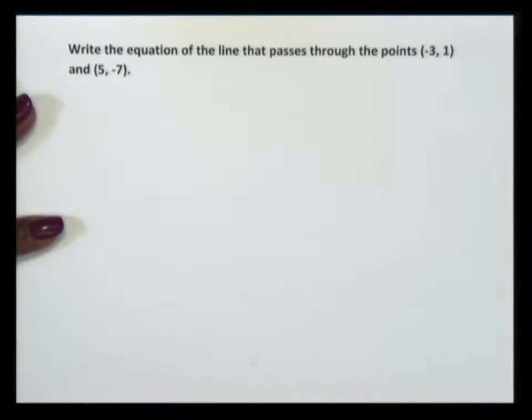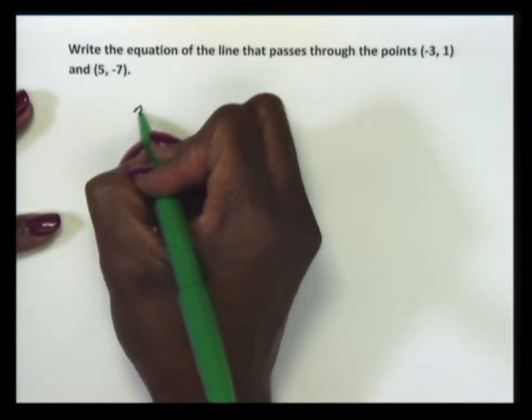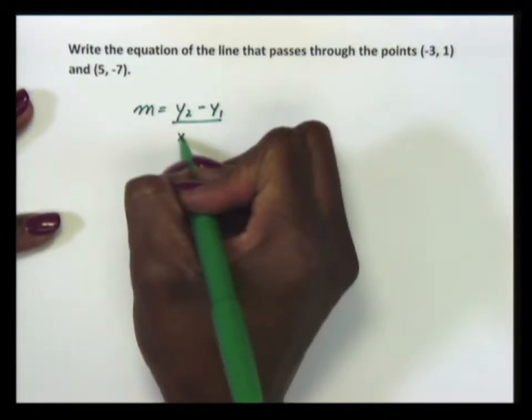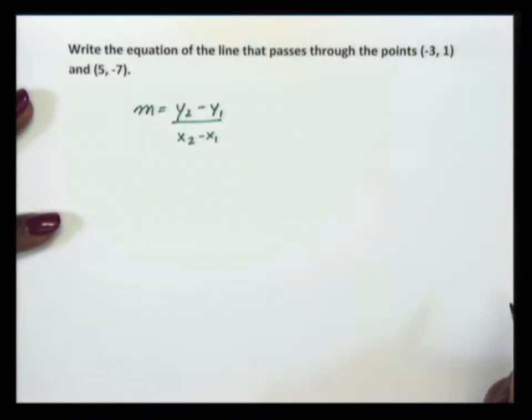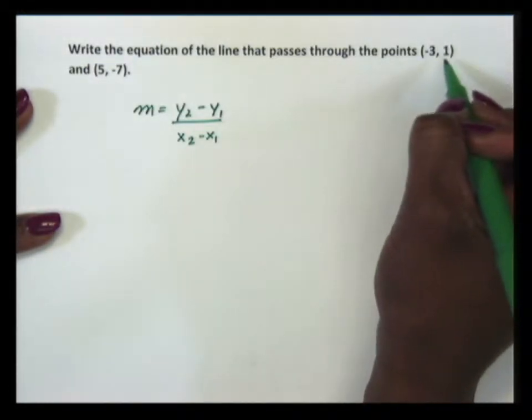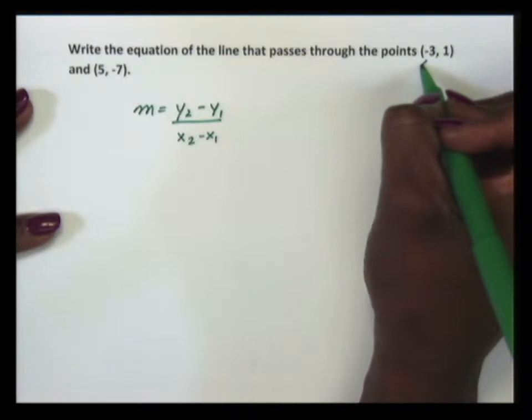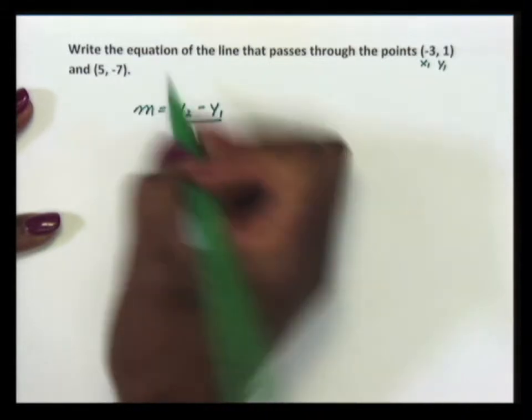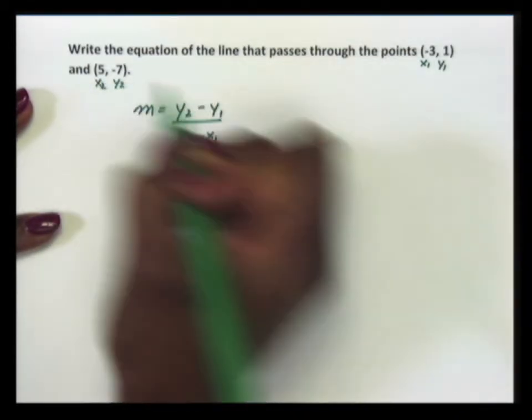In this example, we are to write the equation of a line that passes through the point -3, 1, as well as the point 5, -7. In order to write the equation of this line, we have to find the slope of the line. So again, we will use the slope formula, m equals y2 minus y1 divided by x2 minus x1. The y1 and the x1 are the x and y coordinates of the first point, and x2, y2 are the coordinates of the second point.